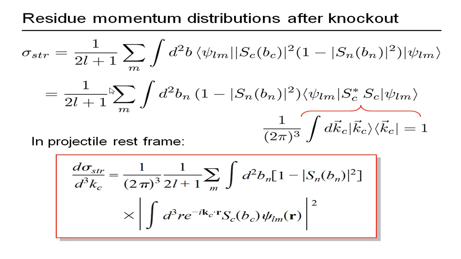You can actually change the variable of integration. Instead of integrating over the center of mass impact parameter, it's possible to change the variable of integration in this integral. You know how to change variables of integration, so that we actually integrate over the neutron impact parameter instead of the center of mass one. It's just a simple transformation of coordinates, in which case you can write the stripping cross-section like this. Okay. Now, I want to play this trick again of completeness.